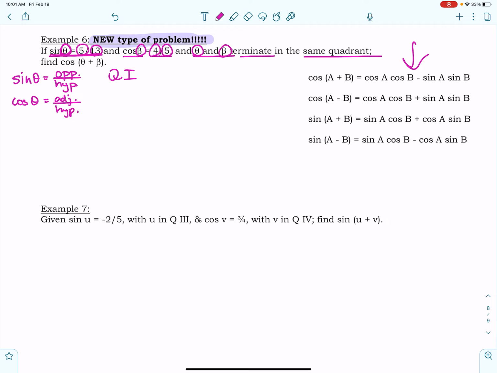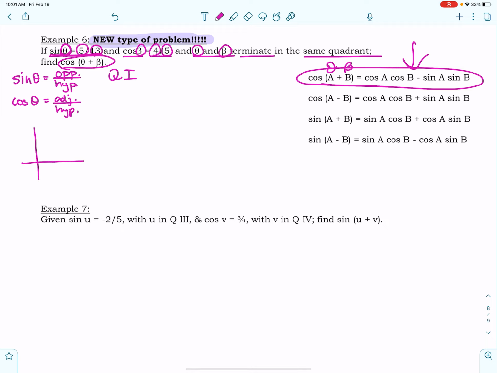All right, we are finding cosine theta plus beta. That means we are using this sum and difference identity. So we're using the sum identity of cosine A plus B, where A is theta and B is beta. So I just want you to know that's where we're headed. But before I do that, I've got to use my right triangle math here. So I am going to construct quadrant 1, and I'm going to draw a right triangle in it, and I'm going to label this theta. I'm going to draw another one over here. Label this angle beta.